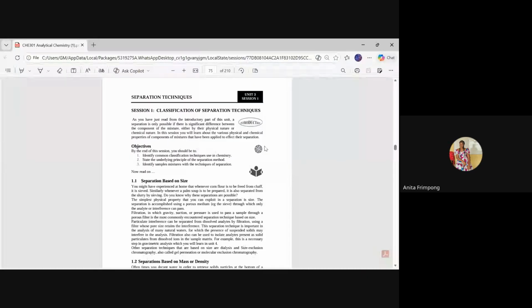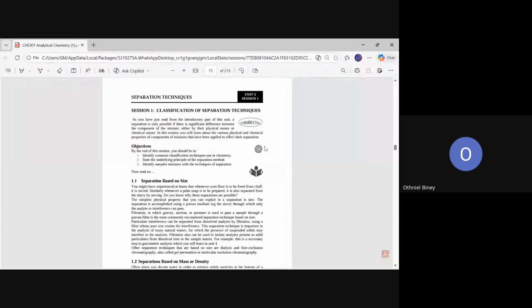So he's asking that you should give examples of classification techniques. Are you going to give separation based on size, or filtration? Separation based on size. He's asking whether you will mention separation based on size, separation based on mass, or you're going to mention filtration, winnowing, and those things.